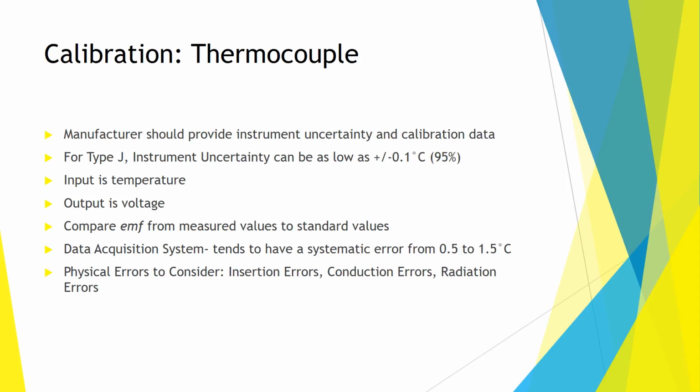If a data acquisition system is used, note that due to a bias correction in the system, there is a systematic error usually ranging from 0.5 to 1.5 degrees Celsius. It is also important to realize that there are some physical errors caused by the solar calorimeter that could affect the results from the thermocouple. These include insertion errors, conduction errors, and radiation errors.